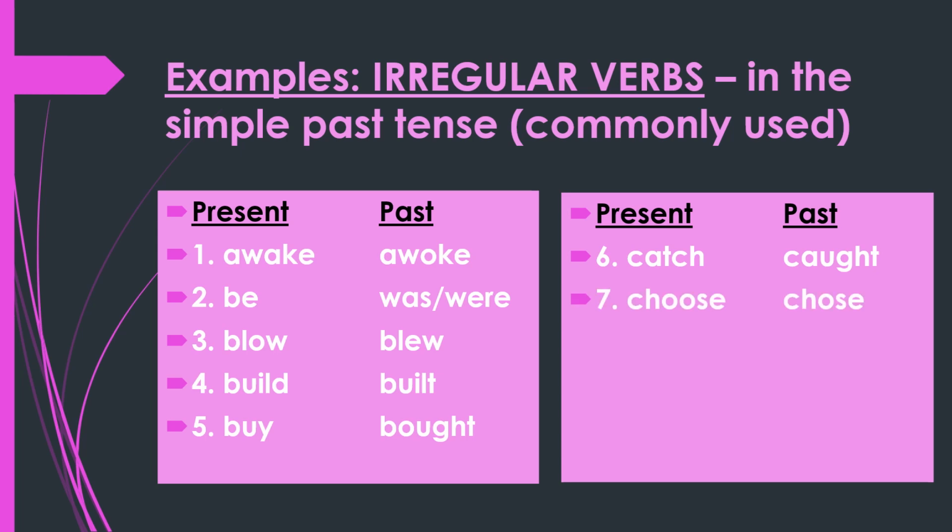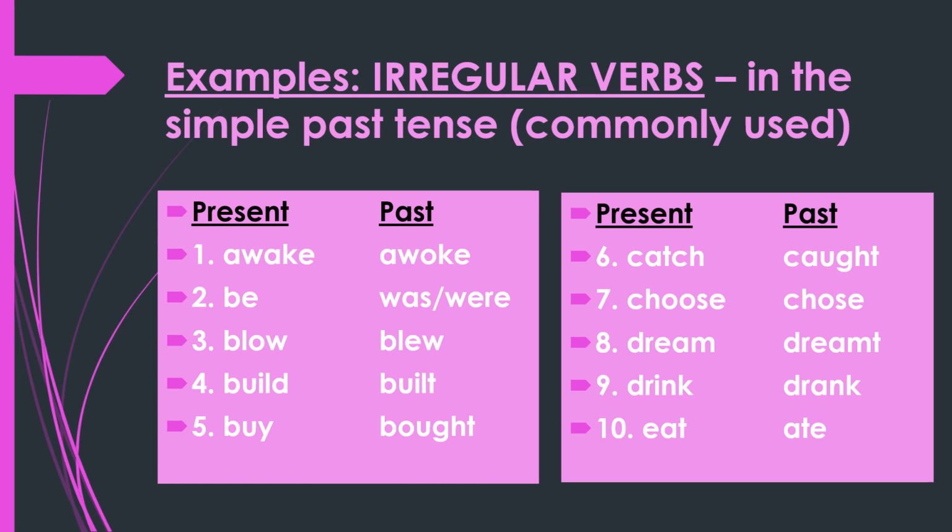The seventh one is choose. C-H-O-O-S-E. It becomes chose in the simple past form, that is C-H-O-S-E. Eighth one is dream. D-R-E-A-M becomes dreamt, D-R-E-A-M-T. The ninth one is drink. That is D-R-I-N-K becomes drank. That is D-R-A-N-K in the simple past form.